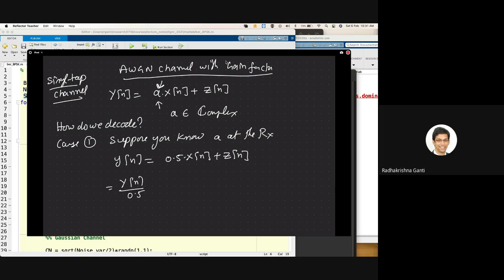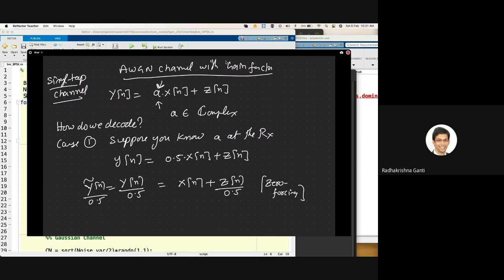You call this y tilde hat, which is equal to X of n plus Z of n divided by 0.5. This is called zero forcing. This is a very simple case of zero forcing. Essentially, when you divide directly by the channel, when you invert the channel, this is called zero forcing.